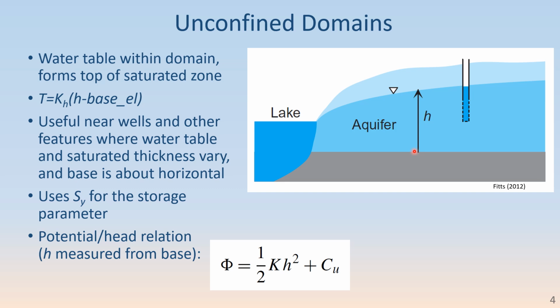And when you use an unconfined domain, the base of the aquifer is assumed horizontal, but the saturated thickness varies with the head. In an unconfined transient model, the storage parameter that's used is specific yield, this S sub y, which is dimensionless. And the potential to head relationship is nonlinear, as shown in this equation. The potential is proportional to head squared. So these boundary condition equations will typically require iteration to home in on the solution.